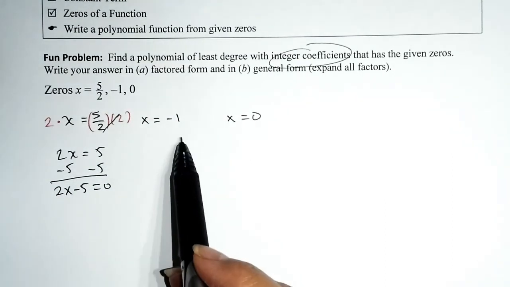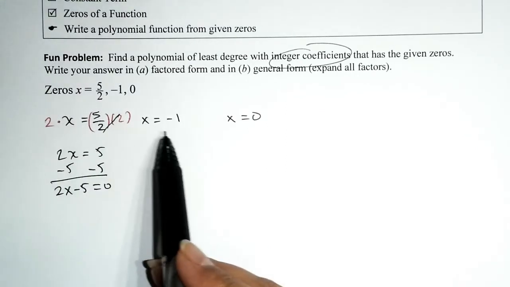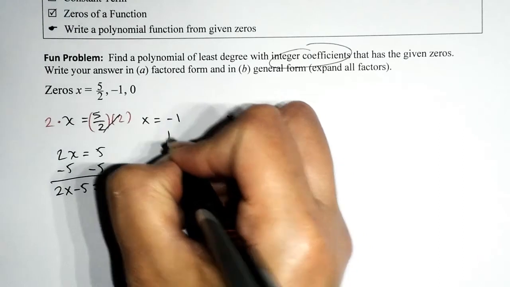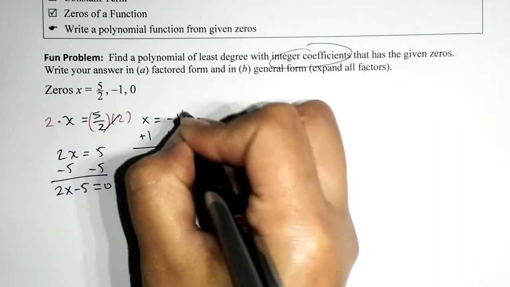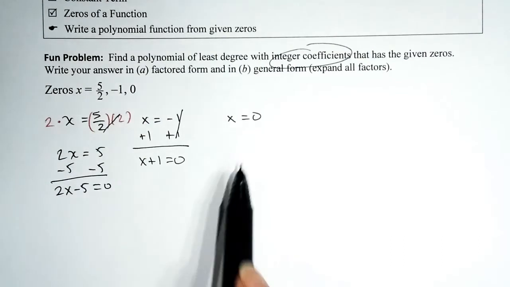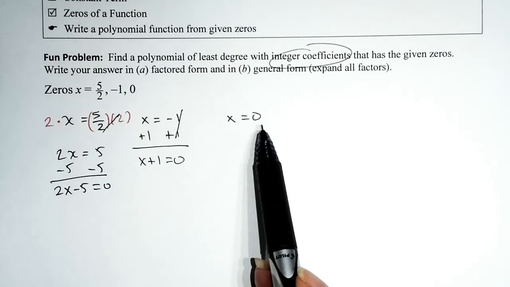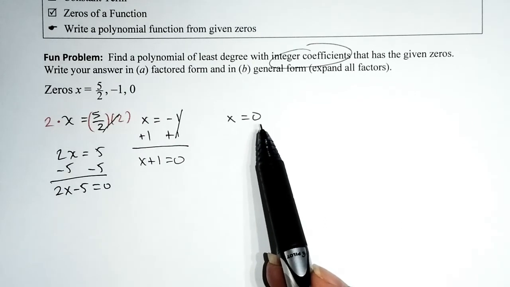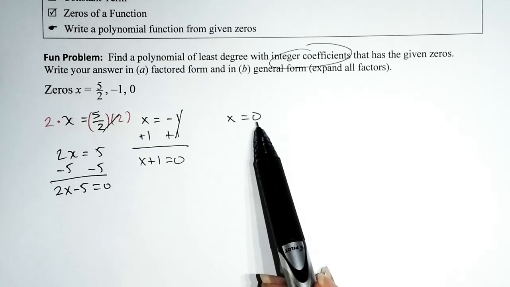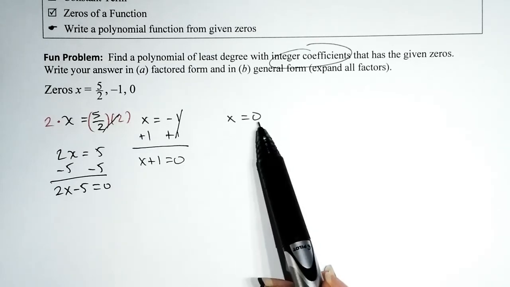So if -1 is a 0, what will be the corresponding factor? Let's go ahead and set it equal to 0. So we add 1 to both sides, and that will give us x plus 1 equals 0. Third factor, we have third 0. If x equals 0, what would be the corresponding factor? Well, that's kind of like a trick question, because it's already set equal to 0. So if you subtract 0 from both sides, you're still gonna get x equals 0.